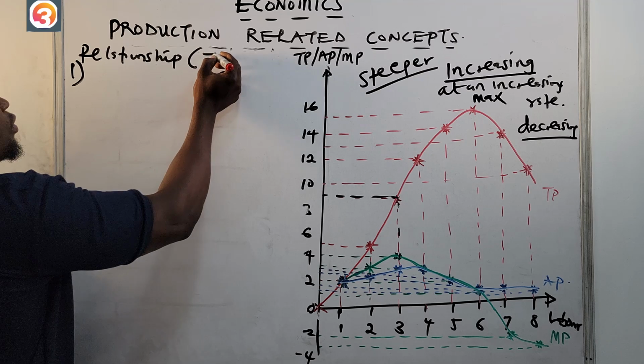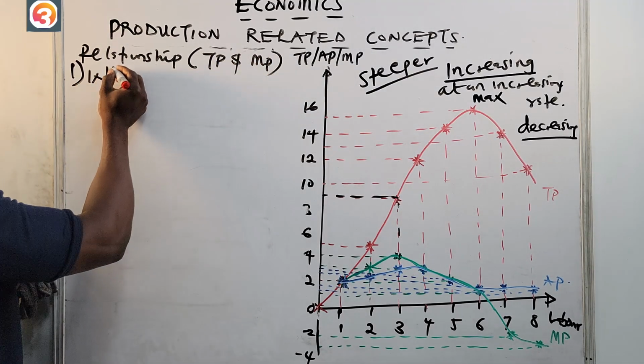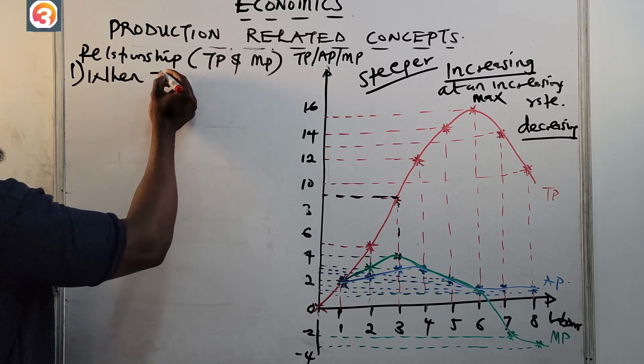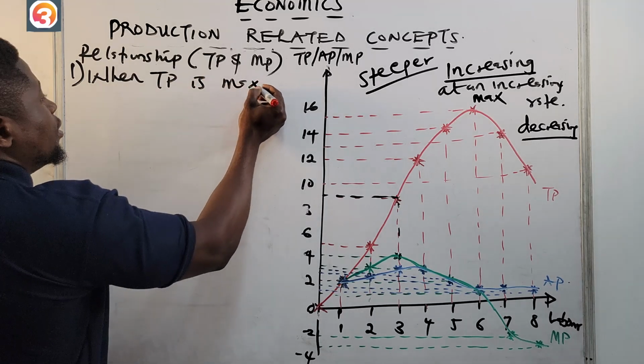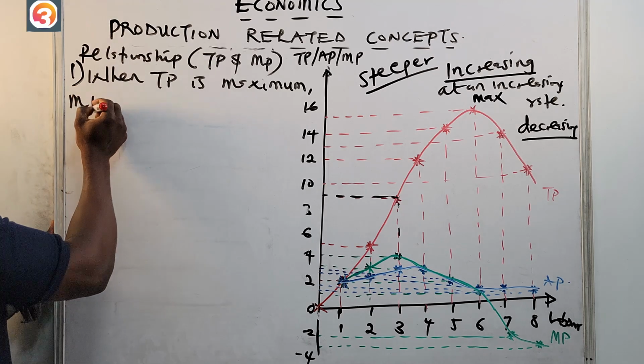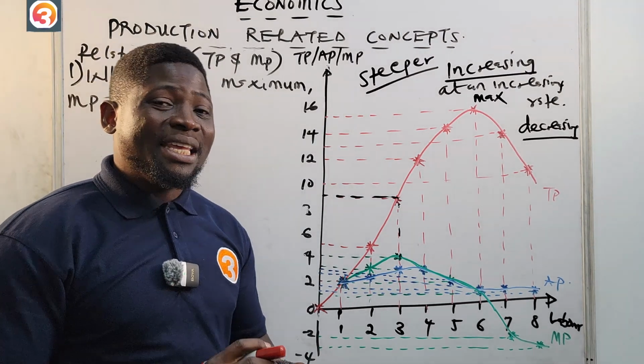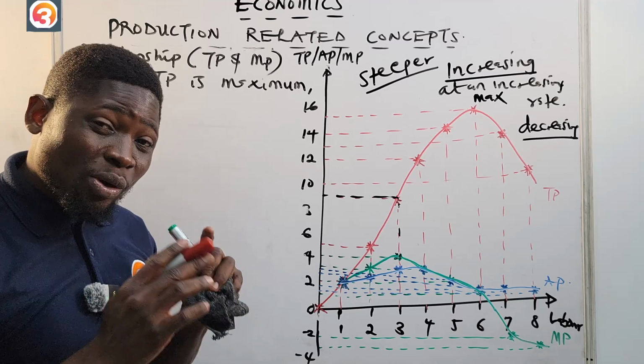we're looking between TP and MP. We say that when TP is maximum, what happens to MP? MP is 0. When TP is maximum, MP is 0. Take note of that. Know it, please.